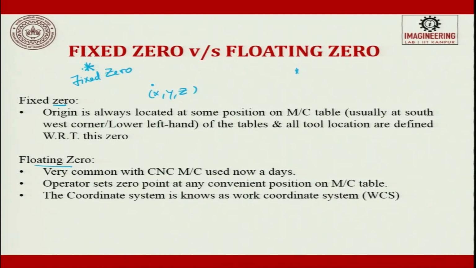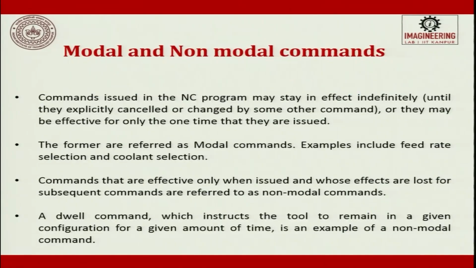The locations are fixed, and when we talk about the tool magazine, we will have several tools. All these tools also have a reference datum, which in turn will be calibrated with respect to this fixed zero. The coordinate system is known as the work coordinate system. This is the world coordinate system, which cannot be changed at all. This is called the work coordinate system. Some books call it the work coordinate system, some books call it the user coordinate system.